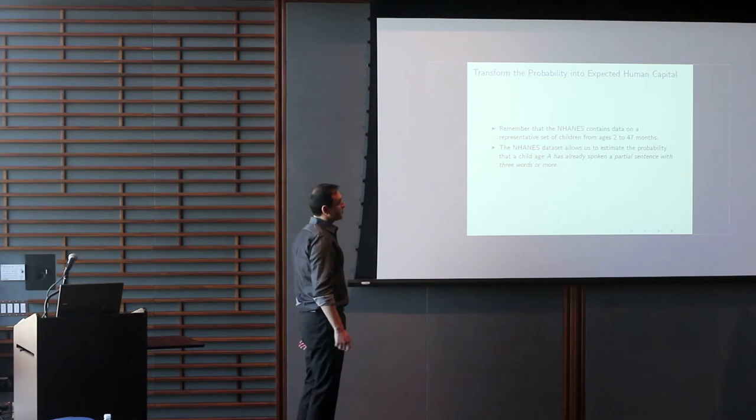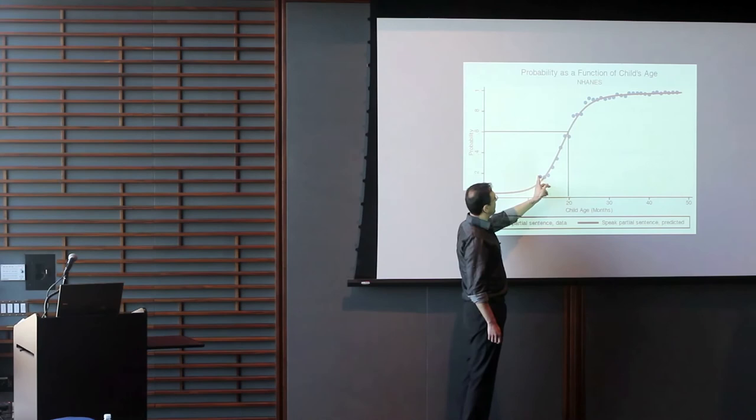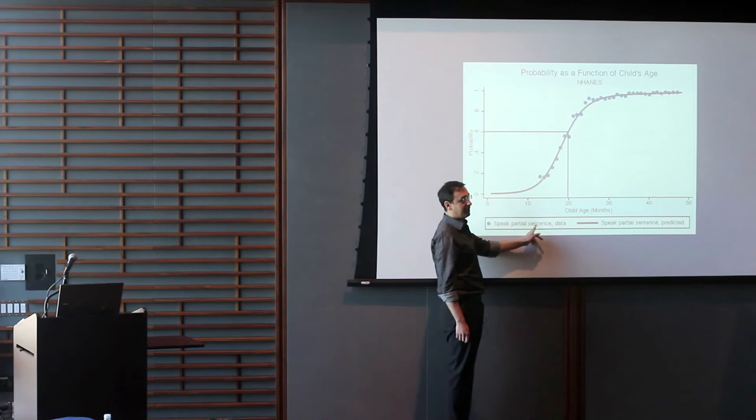Okay, so if I go there, what the NHANES will give me are these blue dots. These are basically the fraction of children, let's say by age 12 months, that have learned how to speak a partial sentence of three words or more. I'm going to estimate this function.